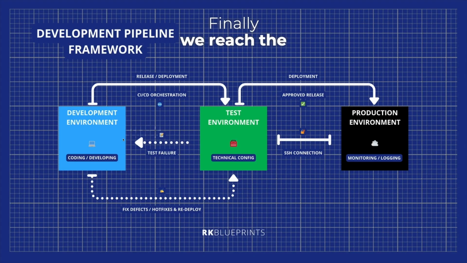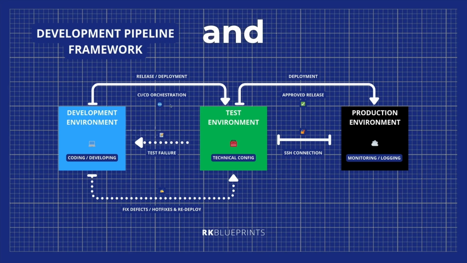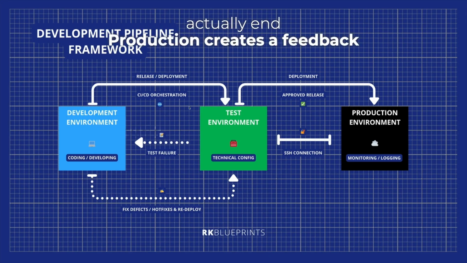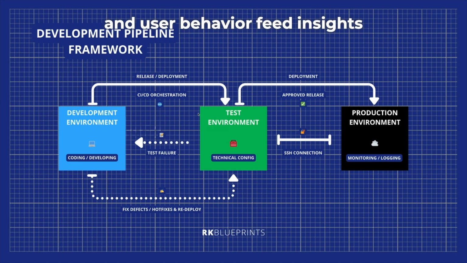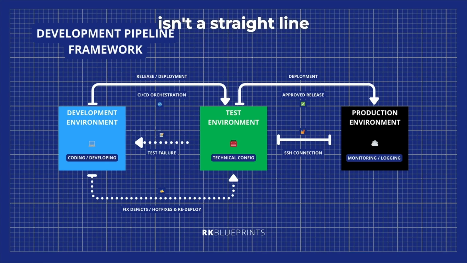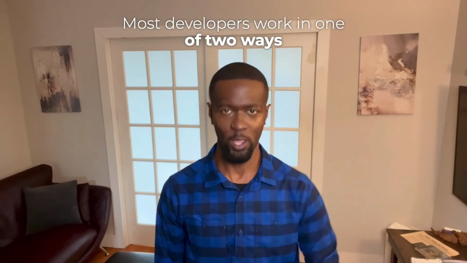Finally, we reach the production environment. Only approved releases make it here. This is where monitoring, logging, and observability matter, because the pipeline doesn't actually end. Production creates a feedback loop. Logs, metrics, errors, and user behavior feed insights back into development, improving the next release. Let's remember, DevOps isn't a straight line. It's a continuous cycle.